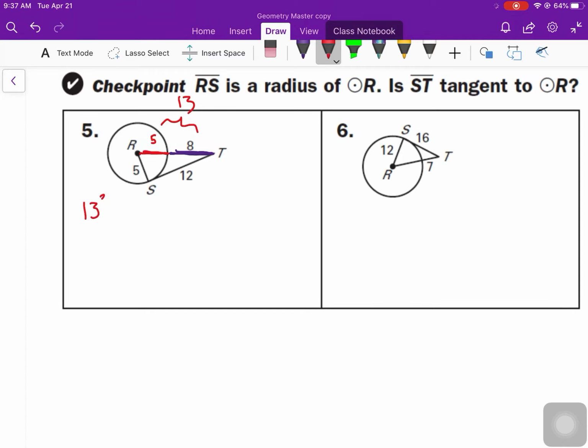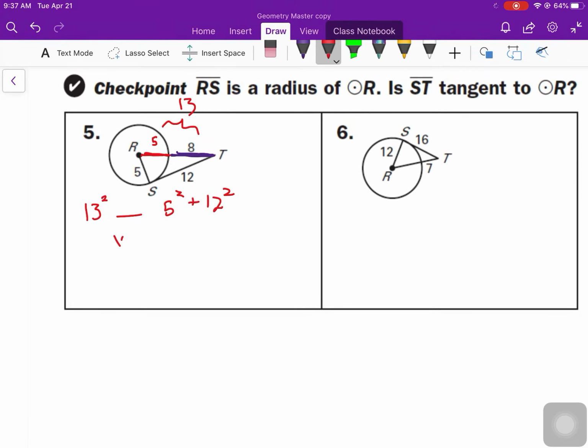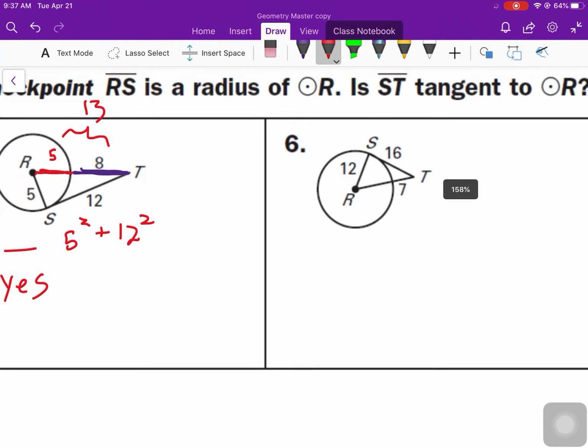Now, if we do the converse of the Pythagorean theorem, how does 13 squared compare to 5 squared plus 12 squared? Some of you probably remember the special relationship of a 5, 12, 13 triangle. So this one is a yes. It does come out as 169 is equal to 169.